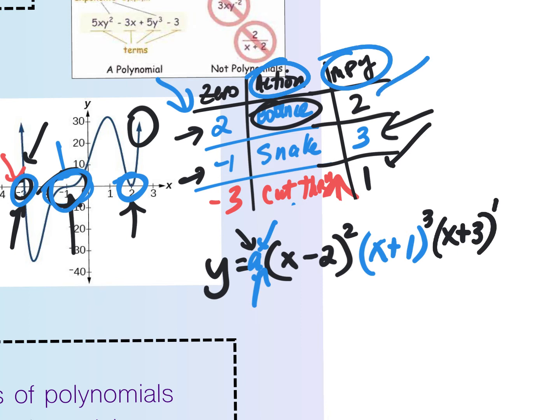If it's a bounce, it's always worth 2, and that was represented right there. The snake was 3, and that was like this. And then the cut through is a 1, and that's the power on that parenthesis. Okay, so I'm going to give you another one, and let's see if you can do it.